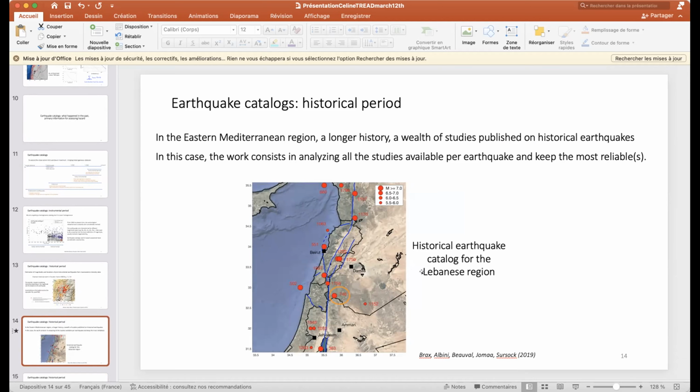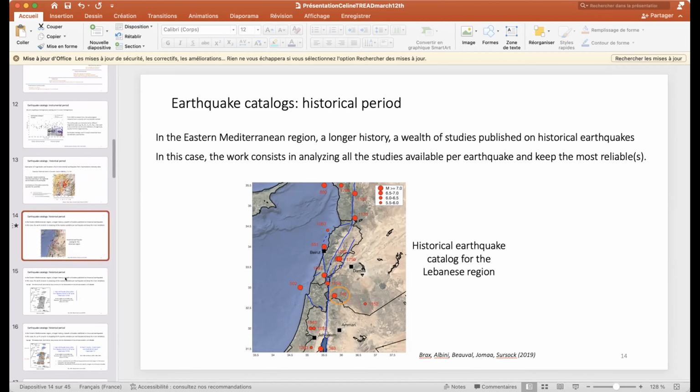And for building the earthquake catalog of Lebanon, rather than going back to the intensity data, we made a thorough review of existing studies, and we analyzed the exact data underlying each study, and we established a list of earthquakes described by reliable studies. And I will illustrate the difficulties that we may face on one event that occurred in the middle of the 8th century.